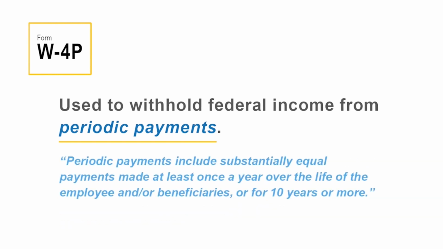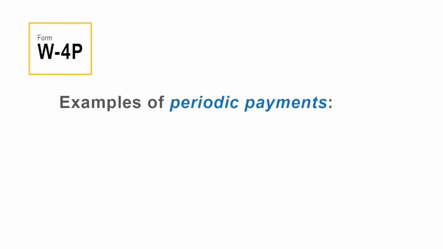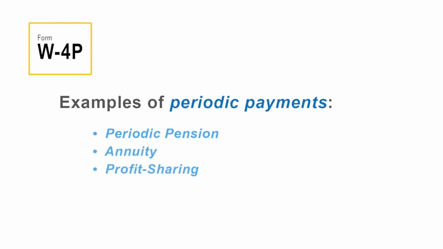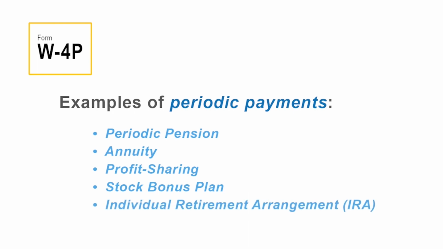Periodic payments may include substantially equal payments made at least once a year over the life of the employee and/or beneficiaries, or for 10 years or more. Common examples of periodic payments include payments received through a periodic pension, most annuity payments, profit sharing and stock bonus plan, or Individual Retirement Arrangement, or IRA.